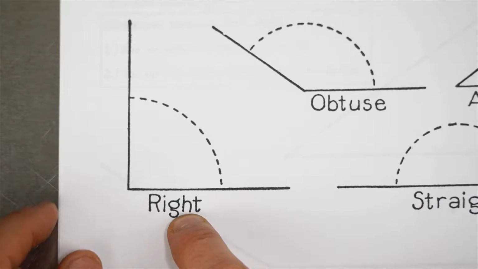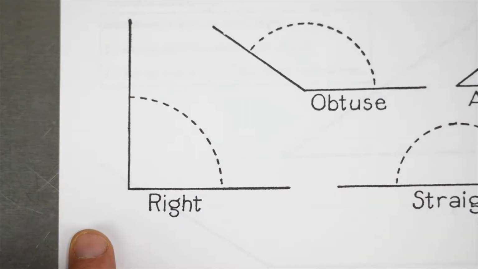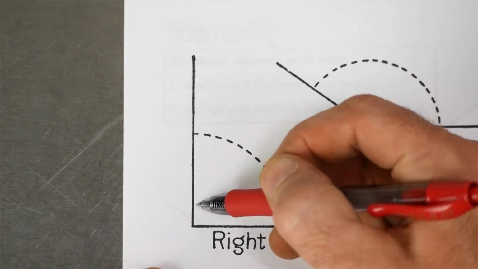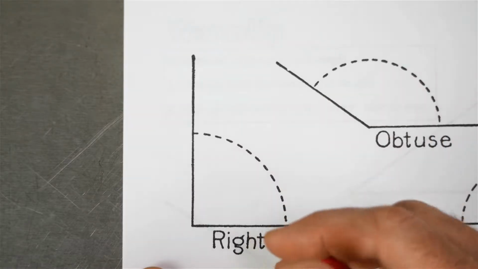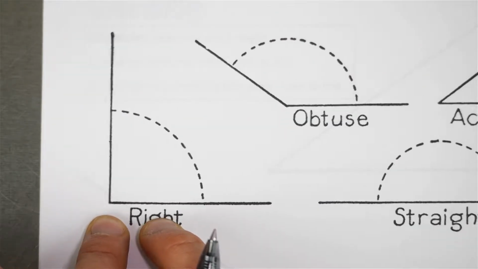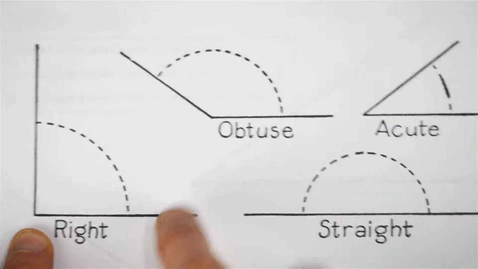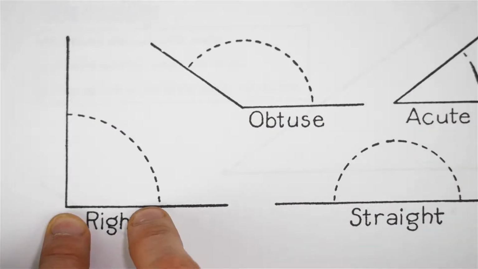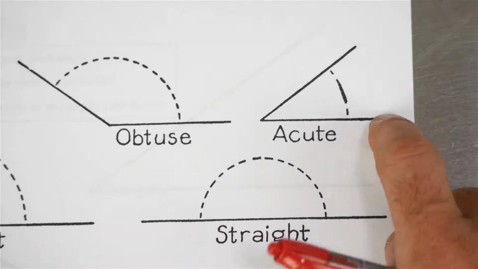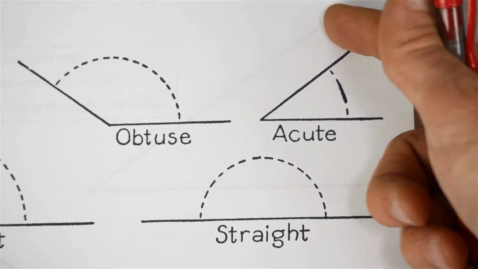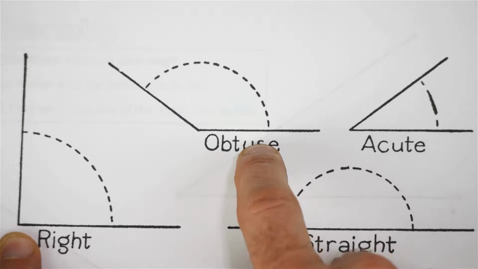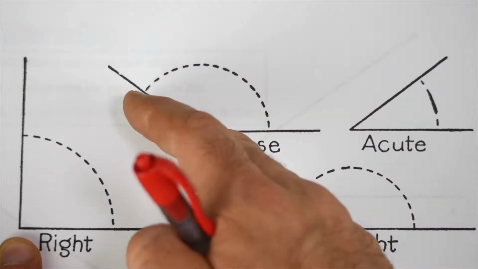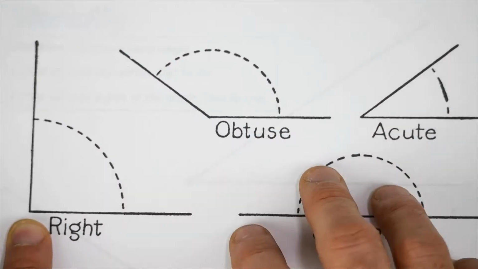So you have a right angle, and a right angle, this angle right here, is exactly 90 degrees. Then from there, you have two other angles to consider. You have an acute angle, which is really less than a right angle. An acute angle is anywhere from more than 0 to less than 90. And an obtuse angle is anything more than 90, but less than 180.